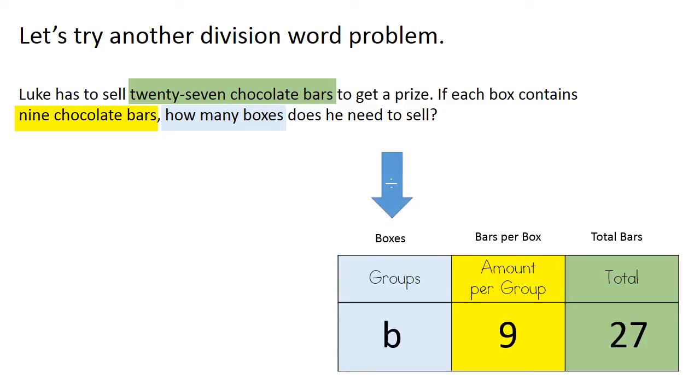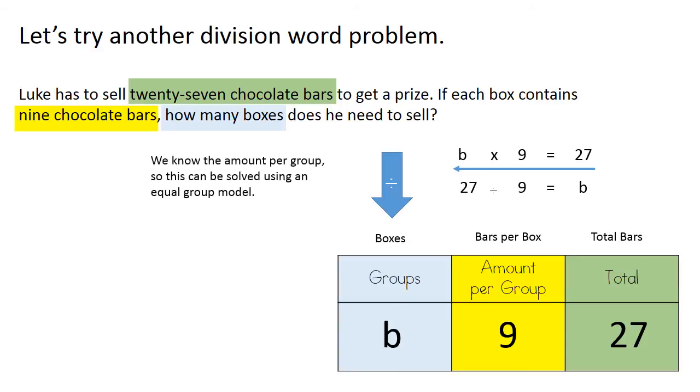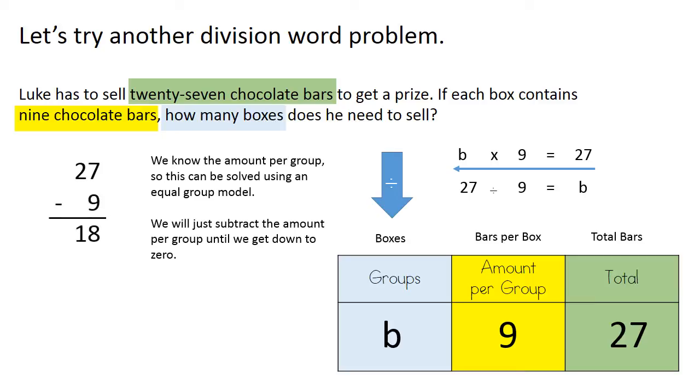Since we don't know the number of groups, this is a division problem. We'll set it up as a multiplication problem. B times 9 equals 27. Take the inverse of that to get 27 divided by 9 equals B. We know the amount per group, so this can be solved using an equal group model. We will just subtract the amount per group until we get down to 0. We have 27 minus 9 equals 18, minus 9 equals 9, minus 9 equals 0. We have 3 groups, so B equals 3.